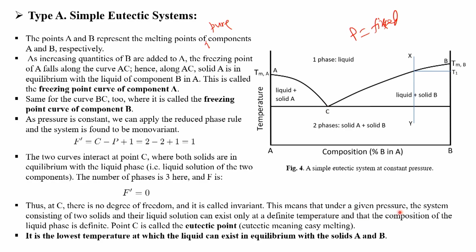This means that under a given pressure, the system consisting of 2 solids and their liquid solution can exist only at a definite temperature, and the composition of the liquid phase is definite. Point C is called the eutectic point, eutectic meaning easy melting. It is the lowest temperature at which the liquid can exist in equilibrium with solid A and B. So at this point, you have solid A, solid B, as well as the liquid solution consisting of component A and component B.